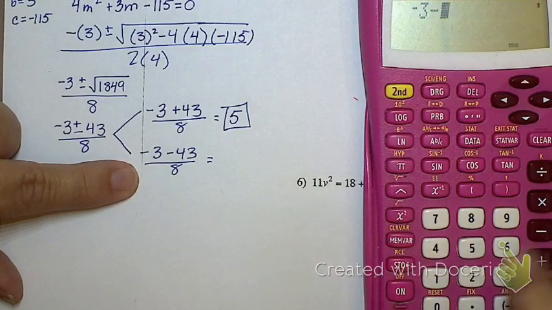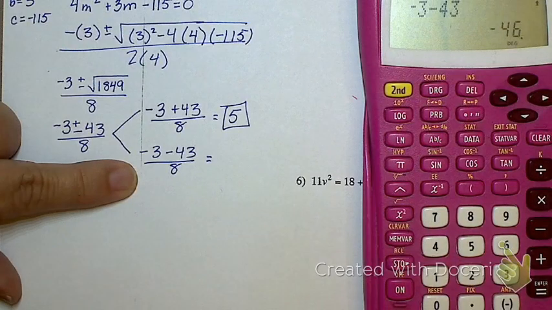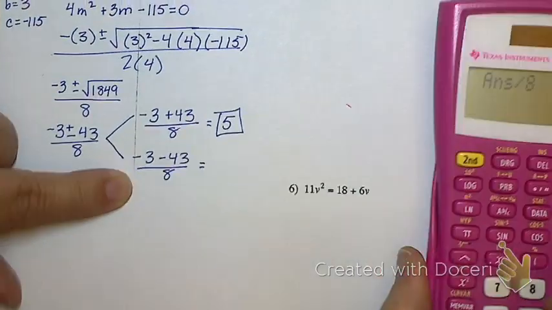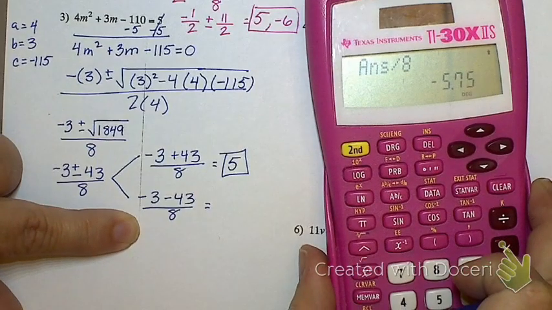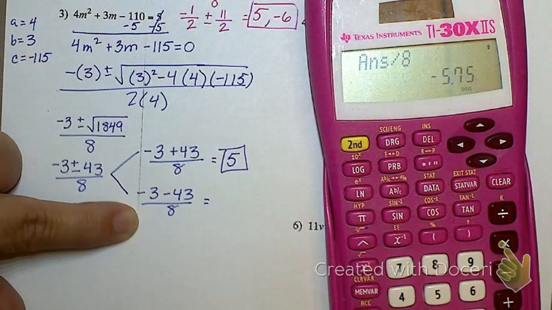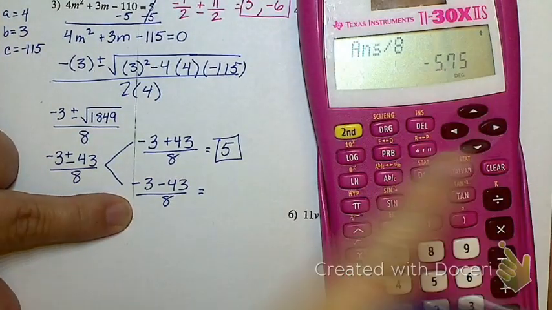Negative 3 minus 43 is negative 46, divided by 8. That doesn't come out to a nice number. But do you notice that there's no decimals in the problem anywhere? So I can't leave my answer as a decimal. I have to default to a fraction. So how can I change this to a fraction?